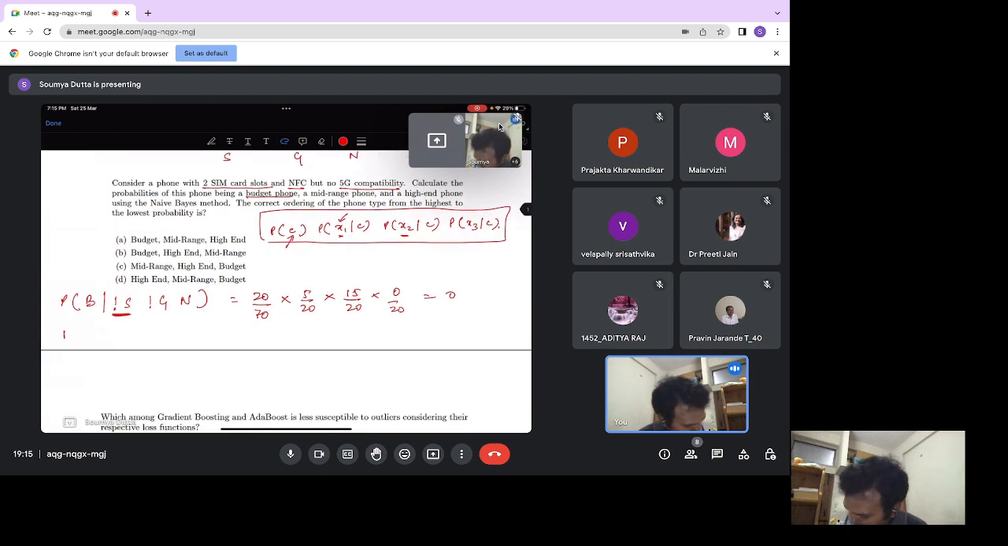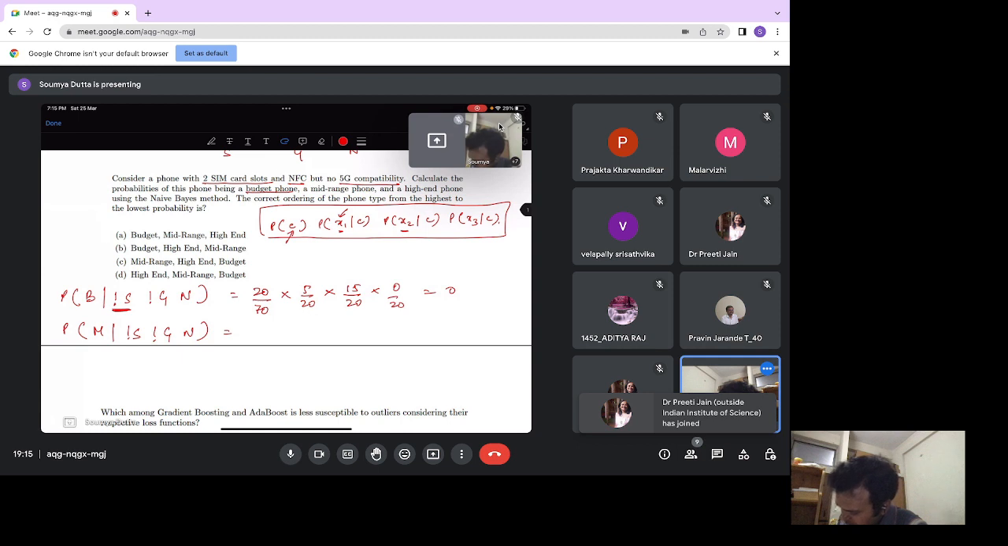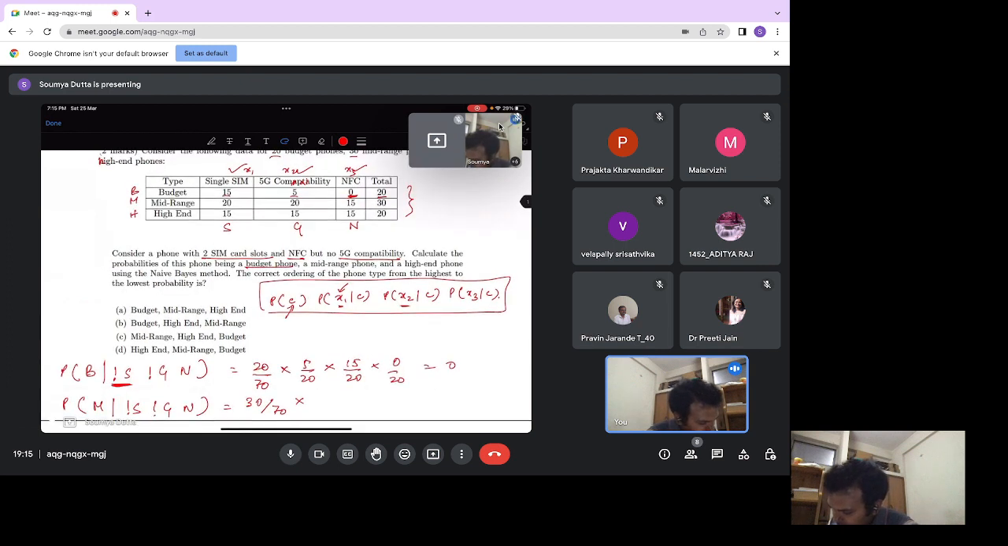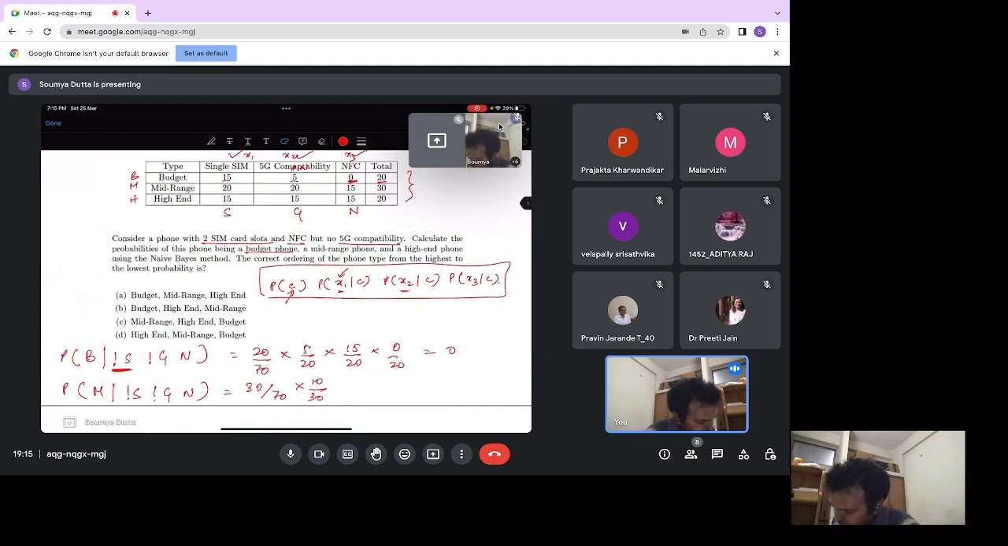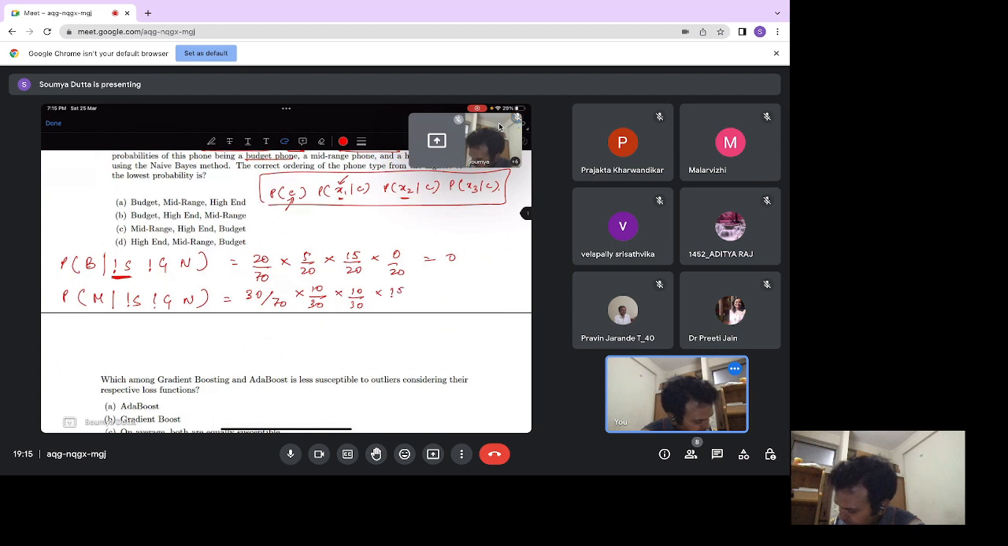Similarly, if you do this for the mid-range phones, it would be 30 by 70, because you have 30 mid-range phones out of 70. You don't have a single SIM slot, so that means it would be 10 by 30. You don't have 5G compatibility, so that is also 10 by 30, and you have NFC, so that is 15 by 30. The 30 and this 30 cancel, and this is half.